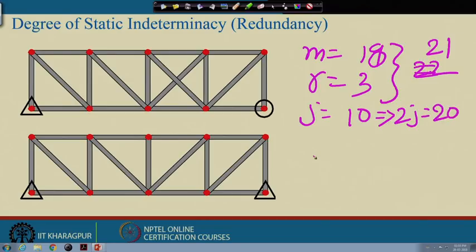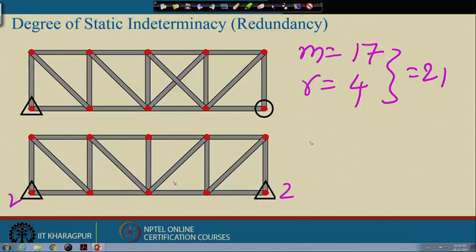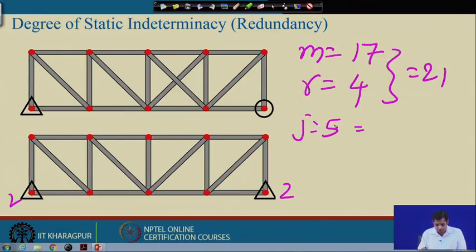So, static indeterminacy is 21 minus 1, this is static indeterminacy. Now, consider the same example once again, but here this member is removed and this roller support is now replaced by a hinge support. Now, in this case what happens? In this case your number of members now becomes 17 and number of reactions are 4, 2 here and 2 here. So, total becomes 21 and number of joints is again the same, 5.